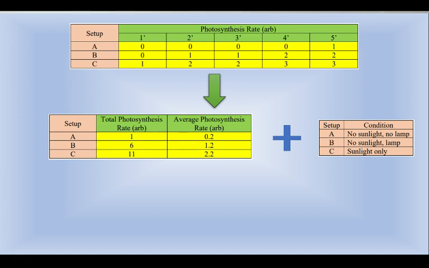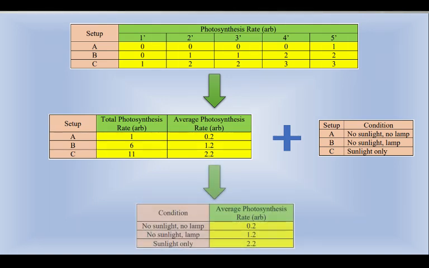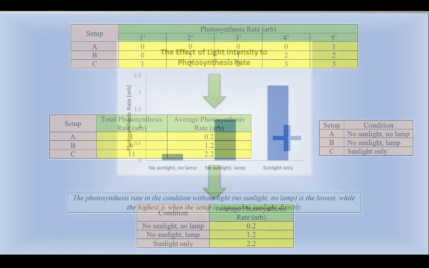Also, we do not need to take the total rate, so we can just erase that column. And this is the table after I process it. I can now visualize this information using Excel. This is the graph that I get out of it.